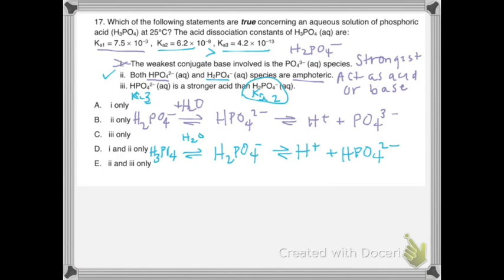Also, it would make sense that HPO4 2 minus, which is more negatively charged, would be less willing to give up a positively charged hydrogen than the H2PO4 minus. Okay, so this one is false. So the only true statement here is the second, corresponding to B.